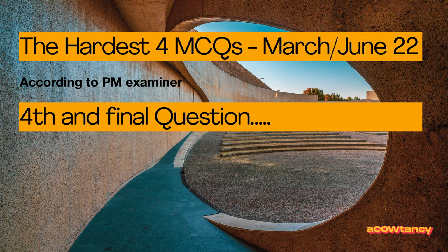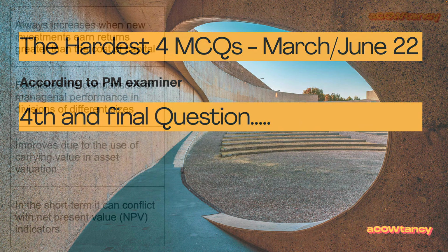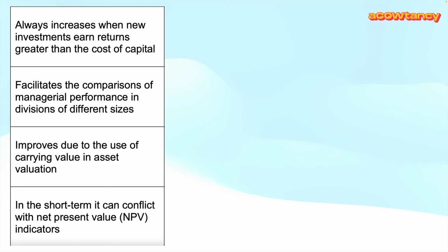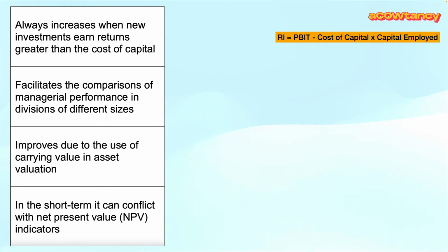Okay, keep going. The fourth and final question was all about residual income and return on investment. Let's have a look at residual income first. So residual income is profit before interest and tax, less cost of capital times capital employed. Basically, can your profits beat your cost of capital? And the question says, should it always increase when you beat cost of capital? Well, yes, it should, because that's its point, really.